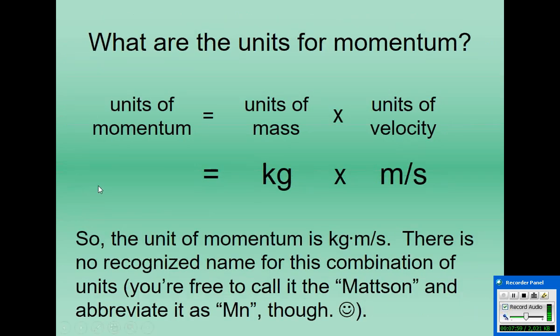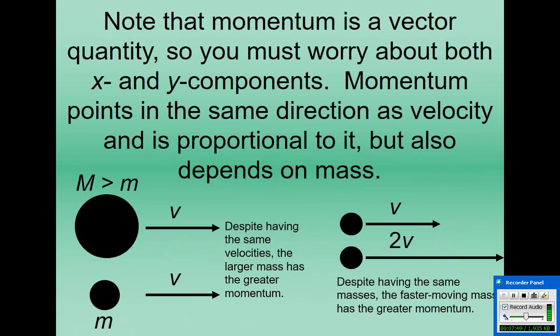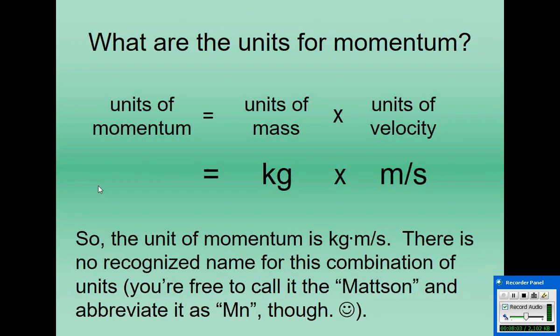Units of momentum are the same as units of mass times units of velocity. So it's simply kilogram times meters per second. It does not have a special name. It is just kilograms times meters per second.